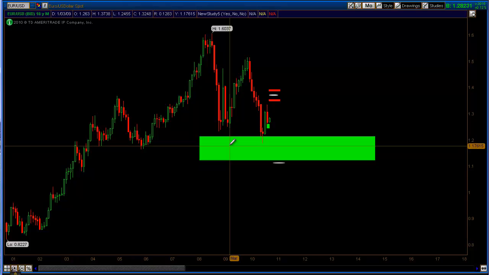Today's chart of the day is the euro versus the US dollar spot. There are some very large moves setting up on this chart, and we're just going to go over the main ones. What we are looking at right now is a monthly chart.